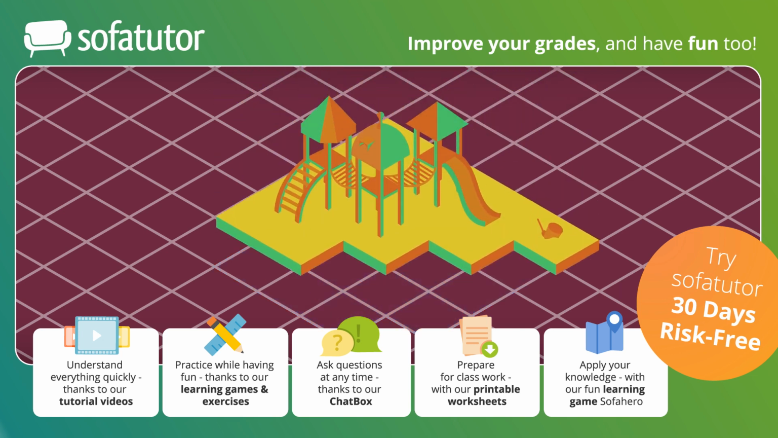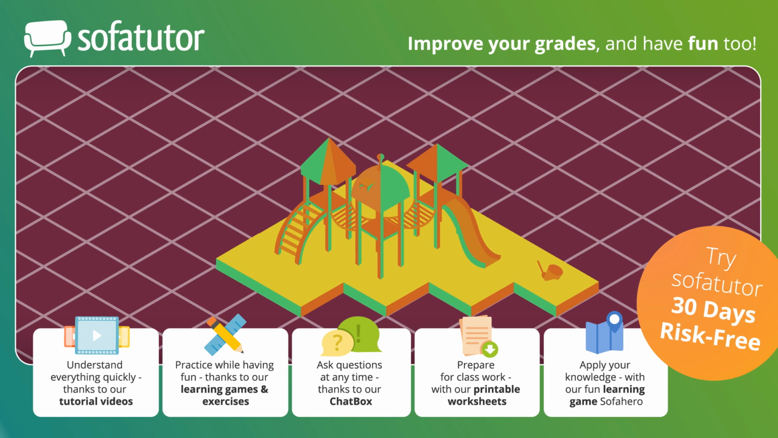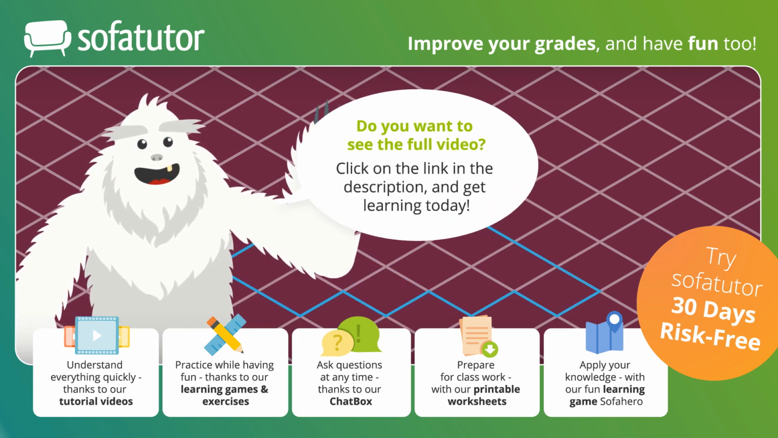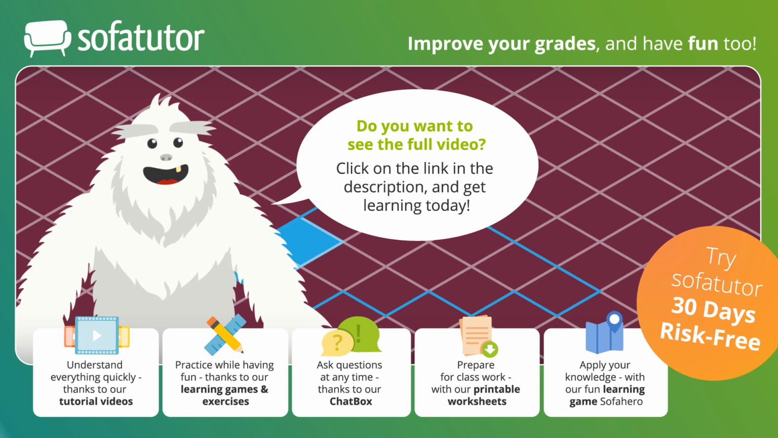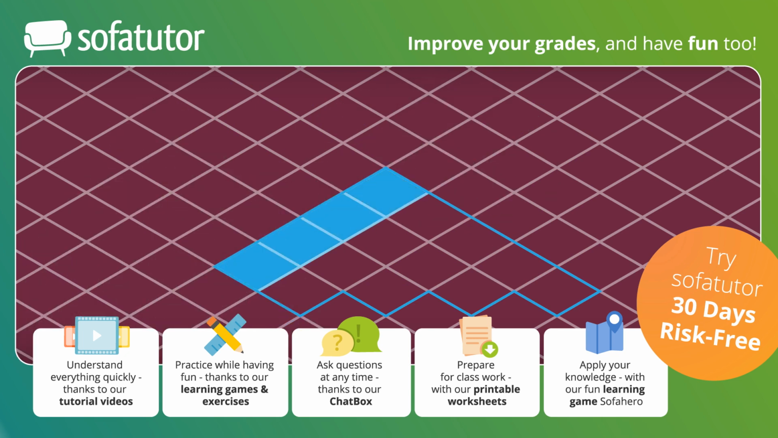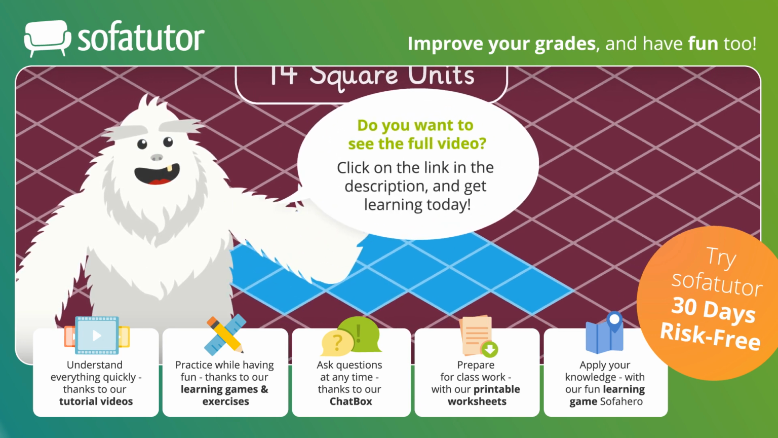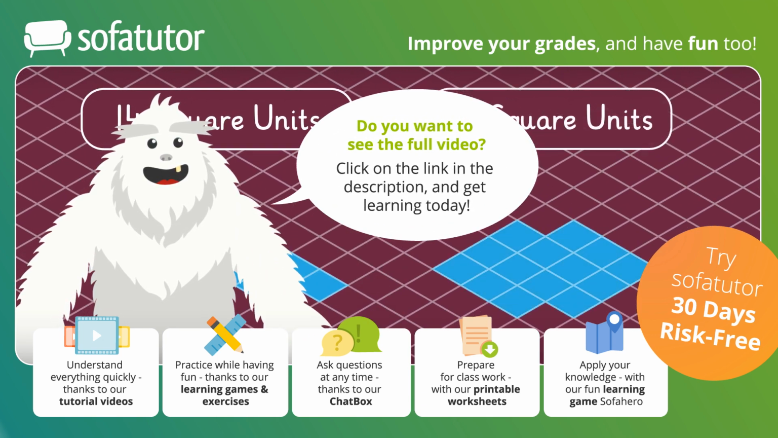How do we determine the area of Freddy's playground? We count all the unit squares within the figure. Ready? 1, 2, 3, 4, 5, 6, 7, 8, 9, 10, 11, 12, 13, 14. Freddy's playground also measures 14 square units. Even though their playgrounds are different shapes, they still have the same area.